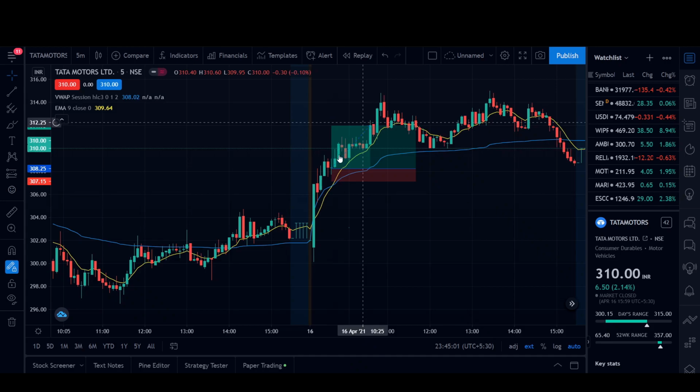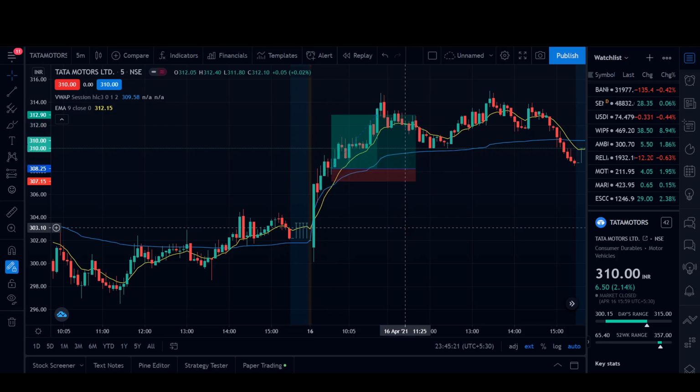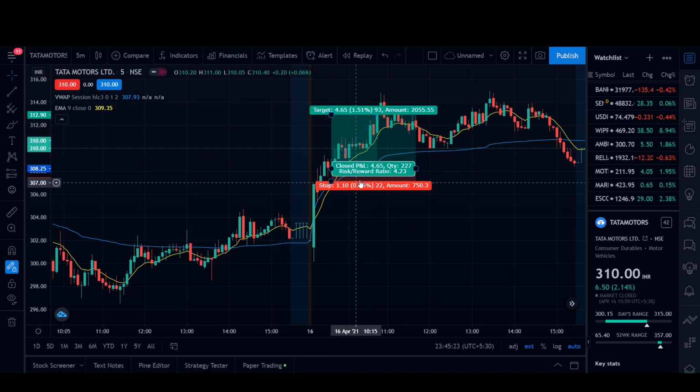So over here, people have different targets per day. My target usually is anywhere between 1 to 1.50, and in this case we have hit both targets, 1 and 1.50 right here. All right, and our stop loss is going to be just below the VWAP.